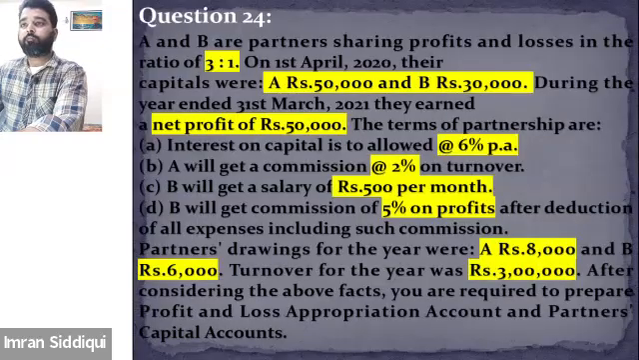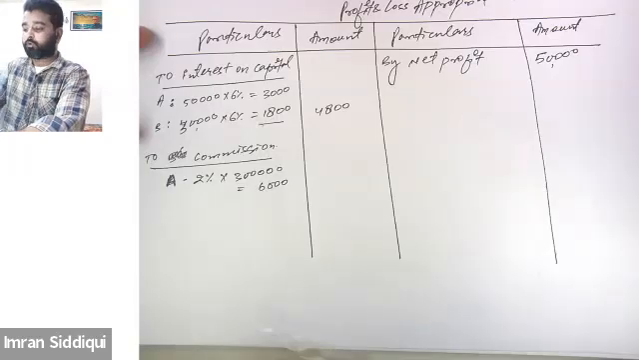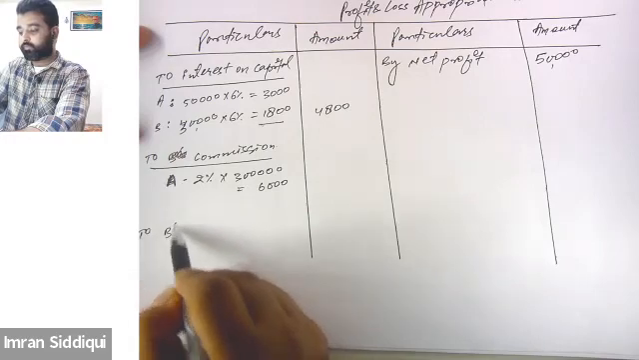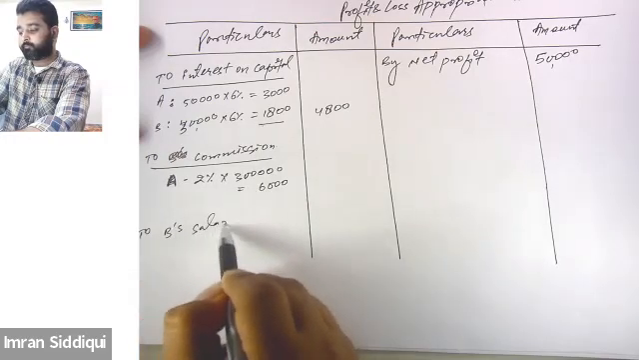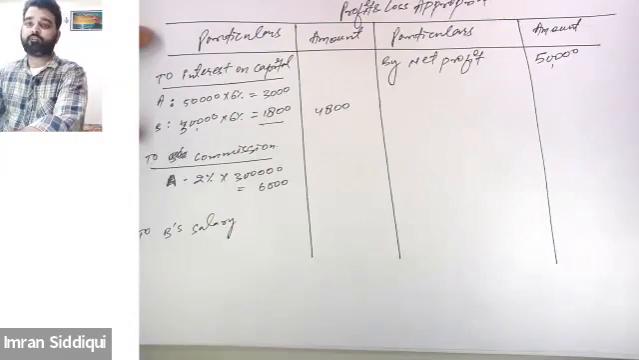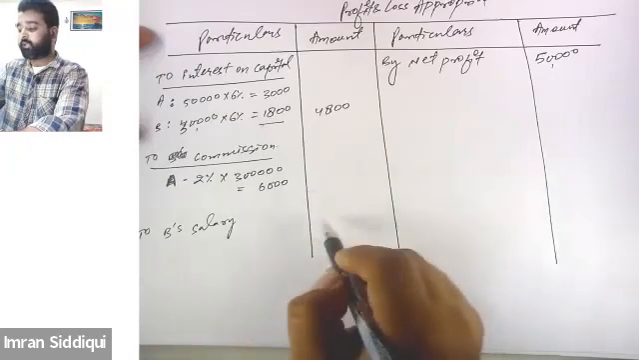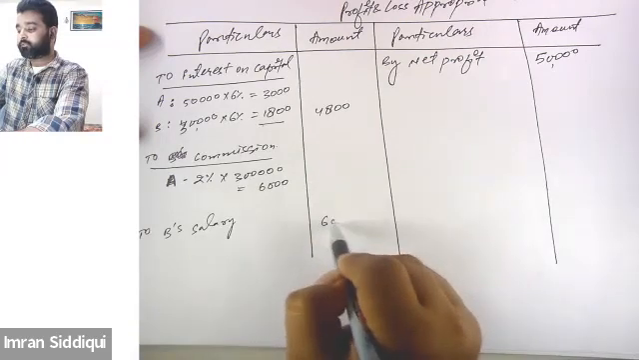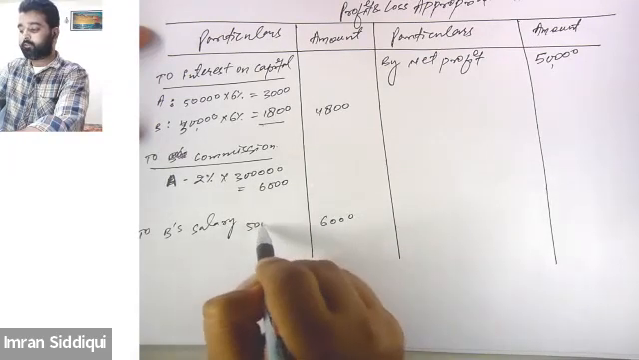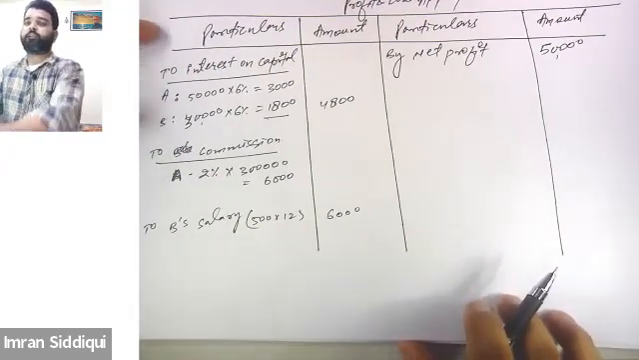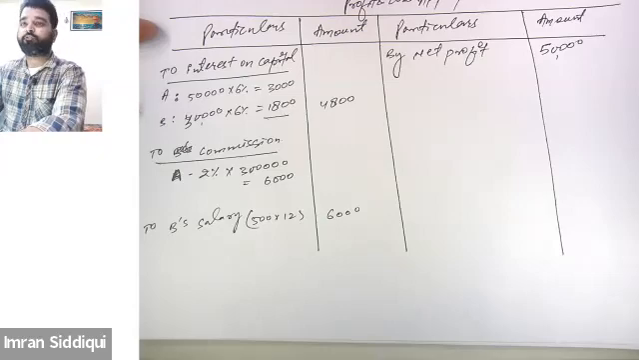Now, in point C, the question says that B will get a salary of 500 per month. So now we will calculate B's salary. B's salary is how much? It will be 500 per month. That means for the entire year, the salary will be 6,000. 500 into 12, it will be 6,000. Is that clear, everyone? Salary and commission for A and B is clear to all of you. Yes, sir.